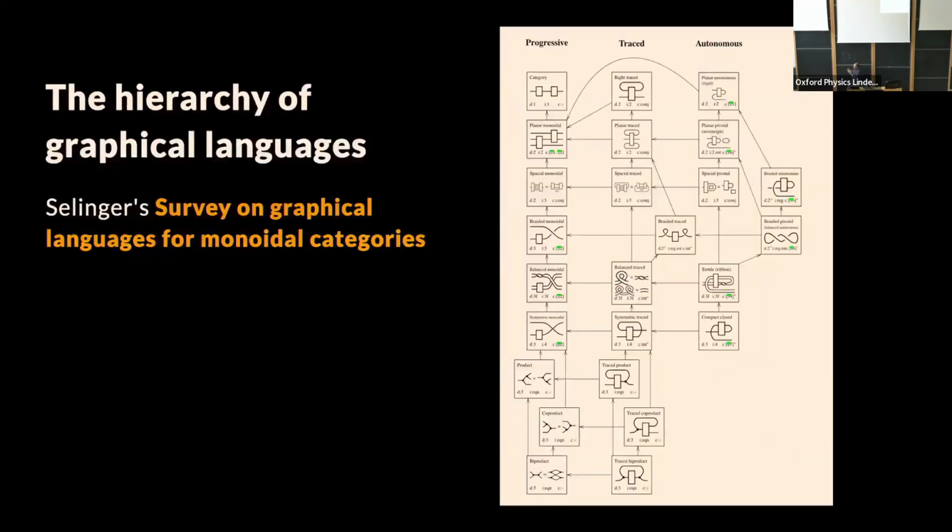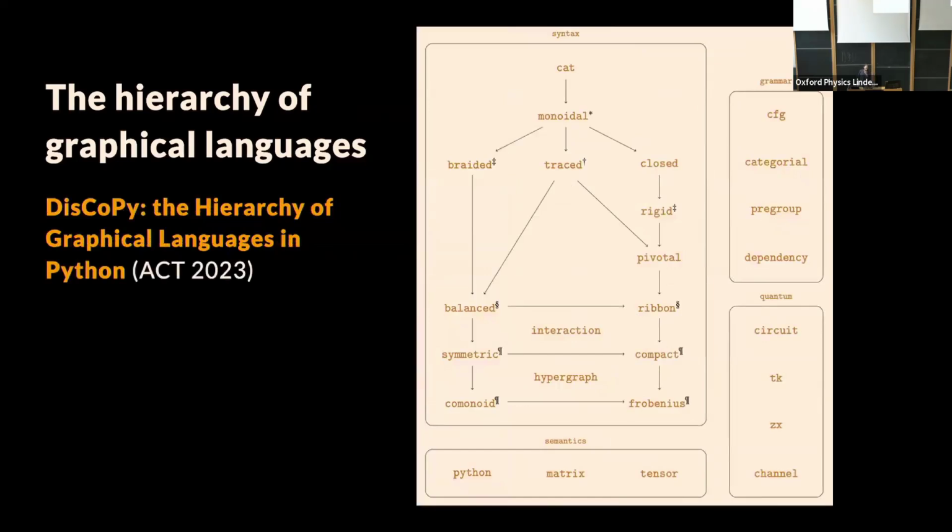So I think this was an overview of the main concepts of DisCoPy. We have syntax, we have semantics, and functors between them. And there's this beautiful paper by Peter Selinger with this hierarchy of all the graphical languages. This was a big inspiration for us, and we implemented a subset of this big hierarchy. So you see here, these are all the modules in DisCoPy that implement some of the hierarchy.